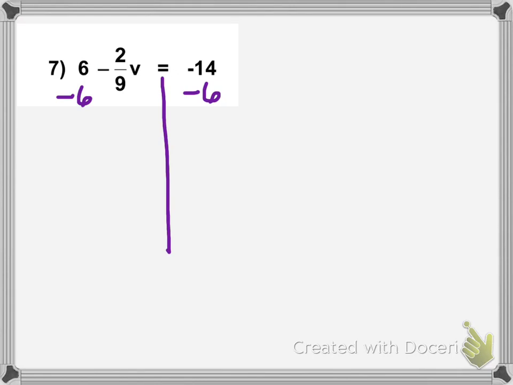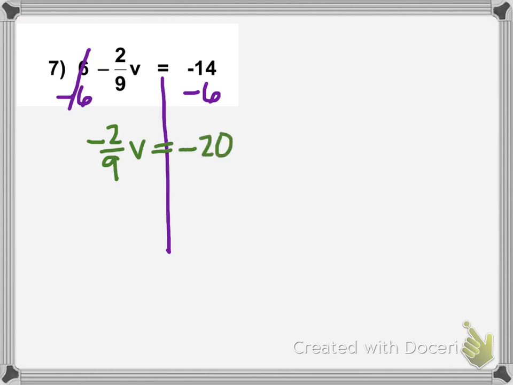When I take away 6 from 6, that goes to 0. And let's bring down what we have left. On the left, we're going to bring down that negative 2/9 v. Bring down your equal sign. On the right, we're going to combine that negative 14 with that minus 6. Two negatives combine to make a negative that's further in the negative direction. So it's going to be negative 20.